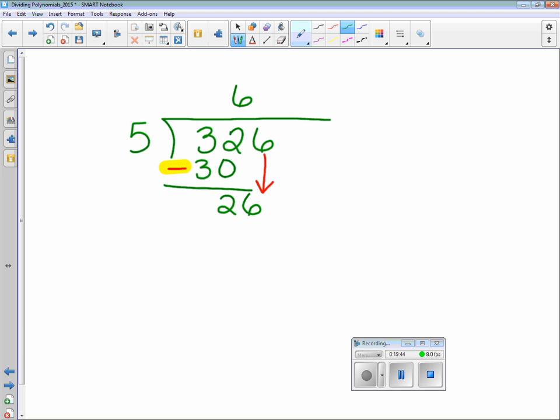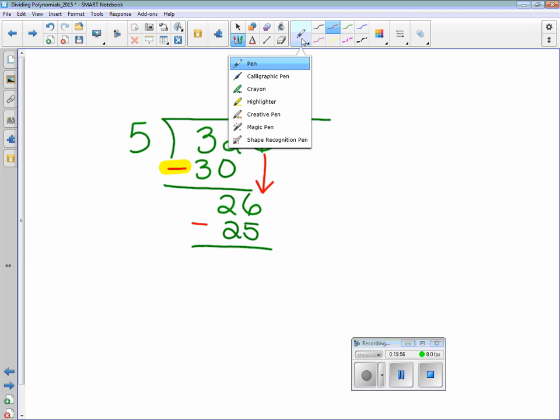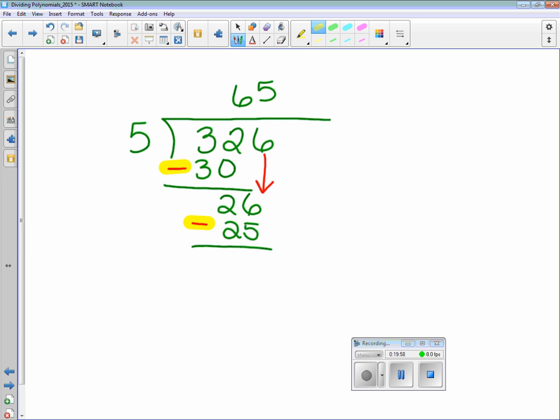5 goes into 26 how many times? So we'll put 5 up here. And then what do I do? 5 times 5 is 25. And then what do I do? Oh, I subtract. I better highlight that because I'm going to forget. 26 minus 25 is 1.